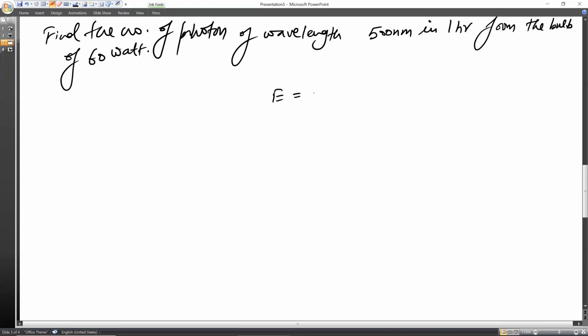E is equal to n, where n is the number of photons, into h nu. Lambda is given, so it is n h c by lambda. And energy is equal to, what is power? What is the power? We can say energy is also equal to work done. Work done is equal to power into time.